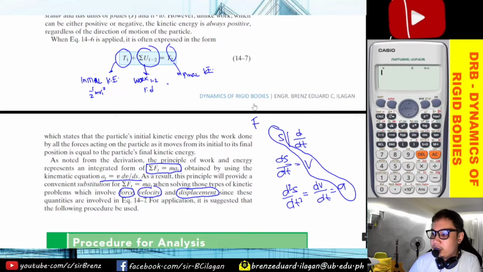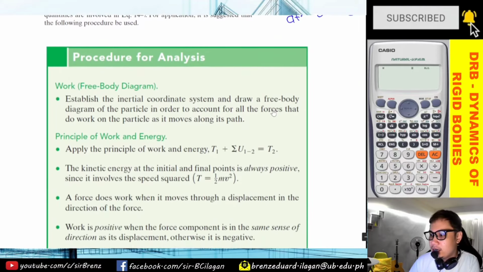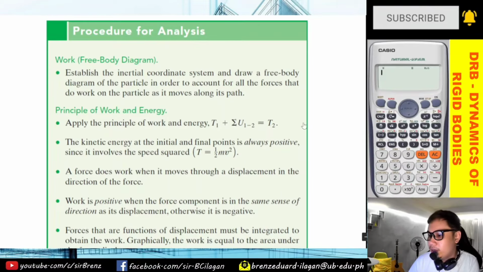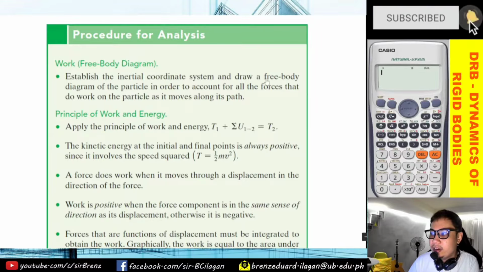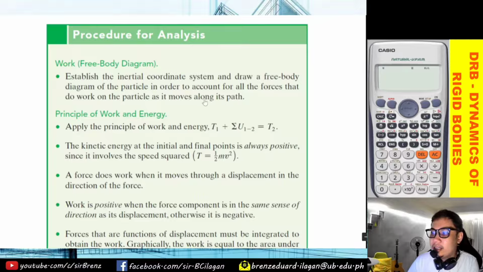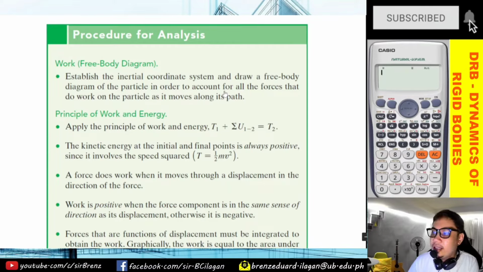Okay. So, for the application, it is suggested that the following procedures be used. This is the procedure for analysis. Ganito lang din naman yun, nandoon sa module na unang binigay ko sa inyo. So, basahin lang ulit natin. For the work, establish a free body diagram. Establish the inertial coordinate system and draw a free body diagram of the particle in order to account for all the forces that do work on the particle as it moves along its path. So, gagawin mo muna daw ng free body diagram. And then, from initial position up to final position, kukuha ulit tayo ng mga relationship nung kanyang mga displacement and also with respect to sa velocity.